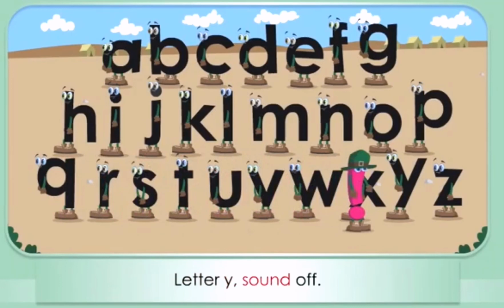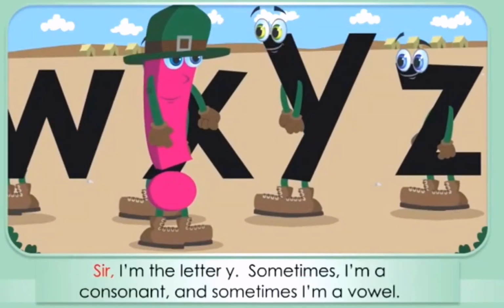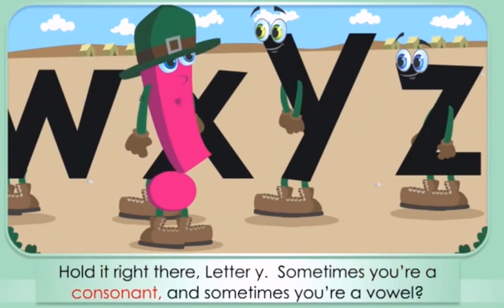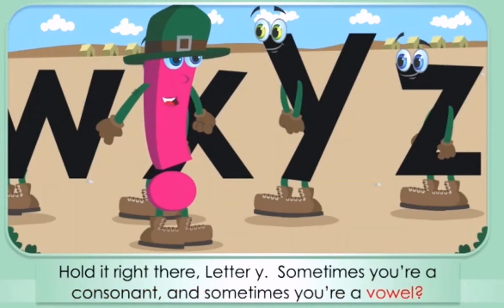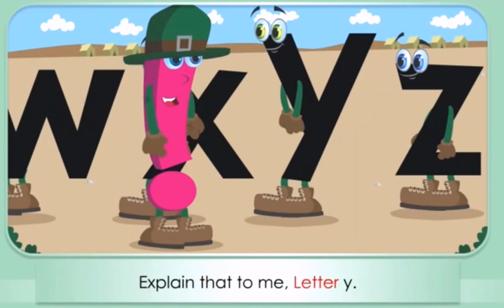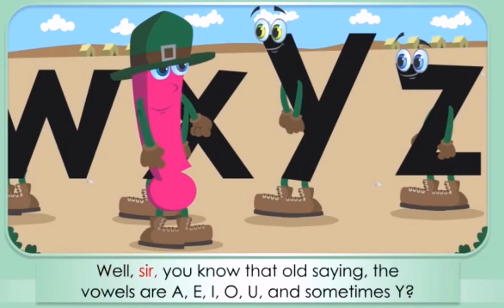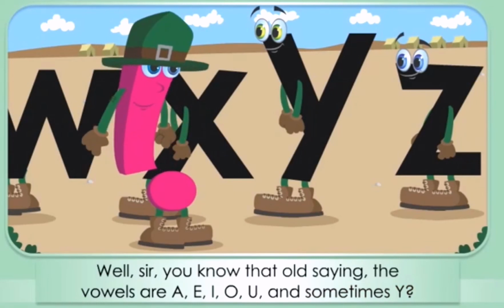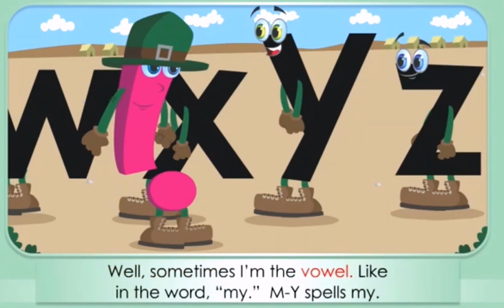Letter Y. Sound off. Sir, I'm the letter Y. Sometimes I'm a consonant, and sometimes I'm a vowel. Hold it right there, letter Y. Sometimes you're a consonant, and sometimes you're a vowel. Explain that to me, letter Y. Well, sir, you know that old saying, the vowels are A, E, I, O, U, and sometimes Y? Well, sometimes I'm the vowel.